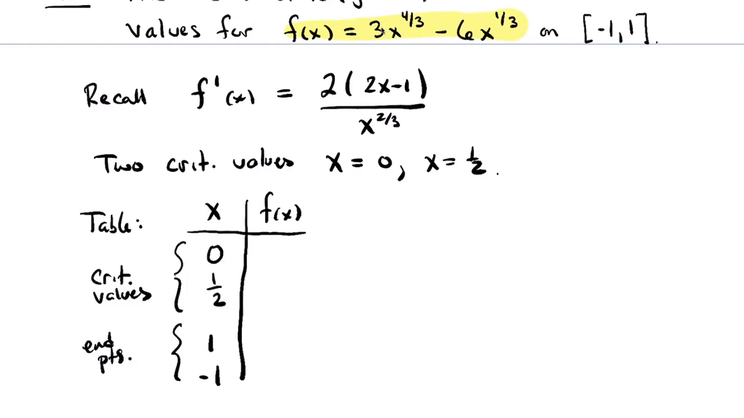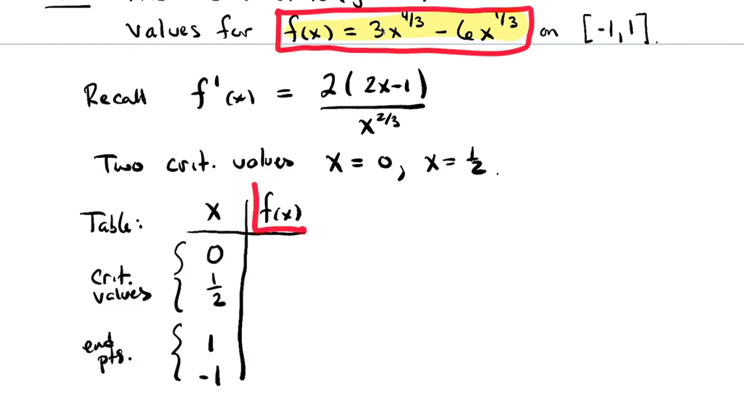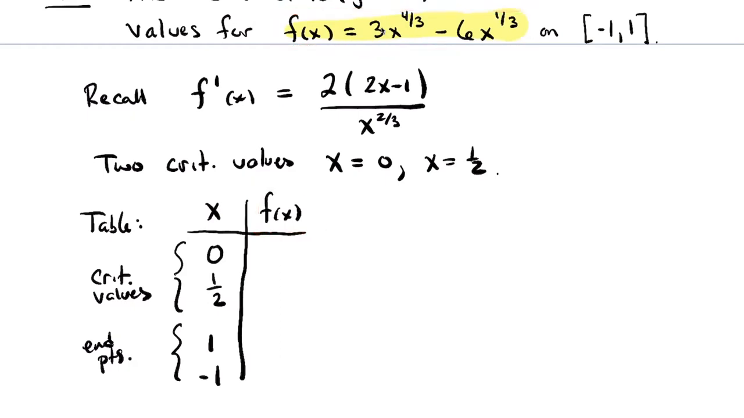I'm not plugging these into the derivative. I'm plugging them into the function. Yeah, because I'm looking for its output values, not the derivative. So if you evaluate f at 0, you'll get 0. If you evaluate f at 1/2, you'll get, as a decimal, approximately -3.5. I'm rounding. All right. If you evaluate at 1, you'll get -3. And if you evaluate at -1, you'll get 9.